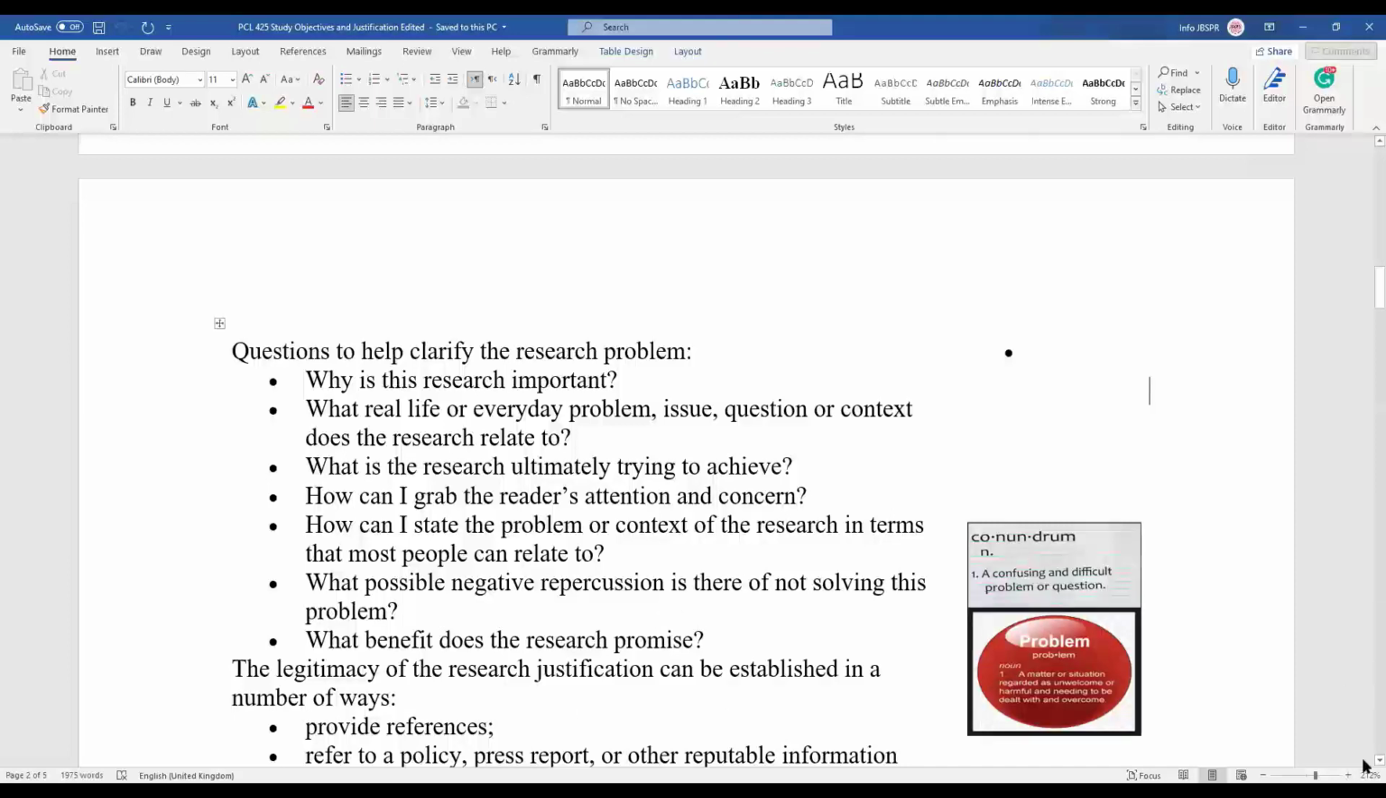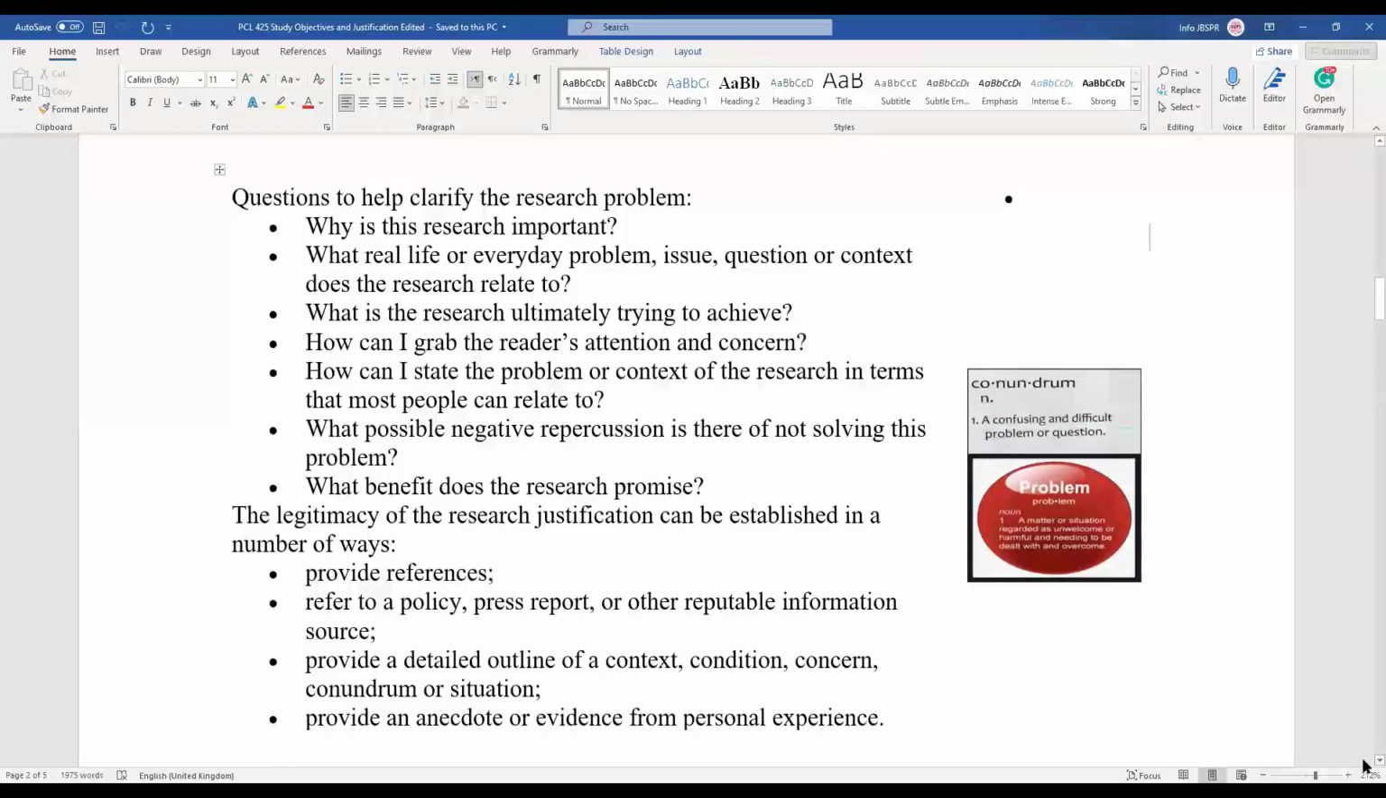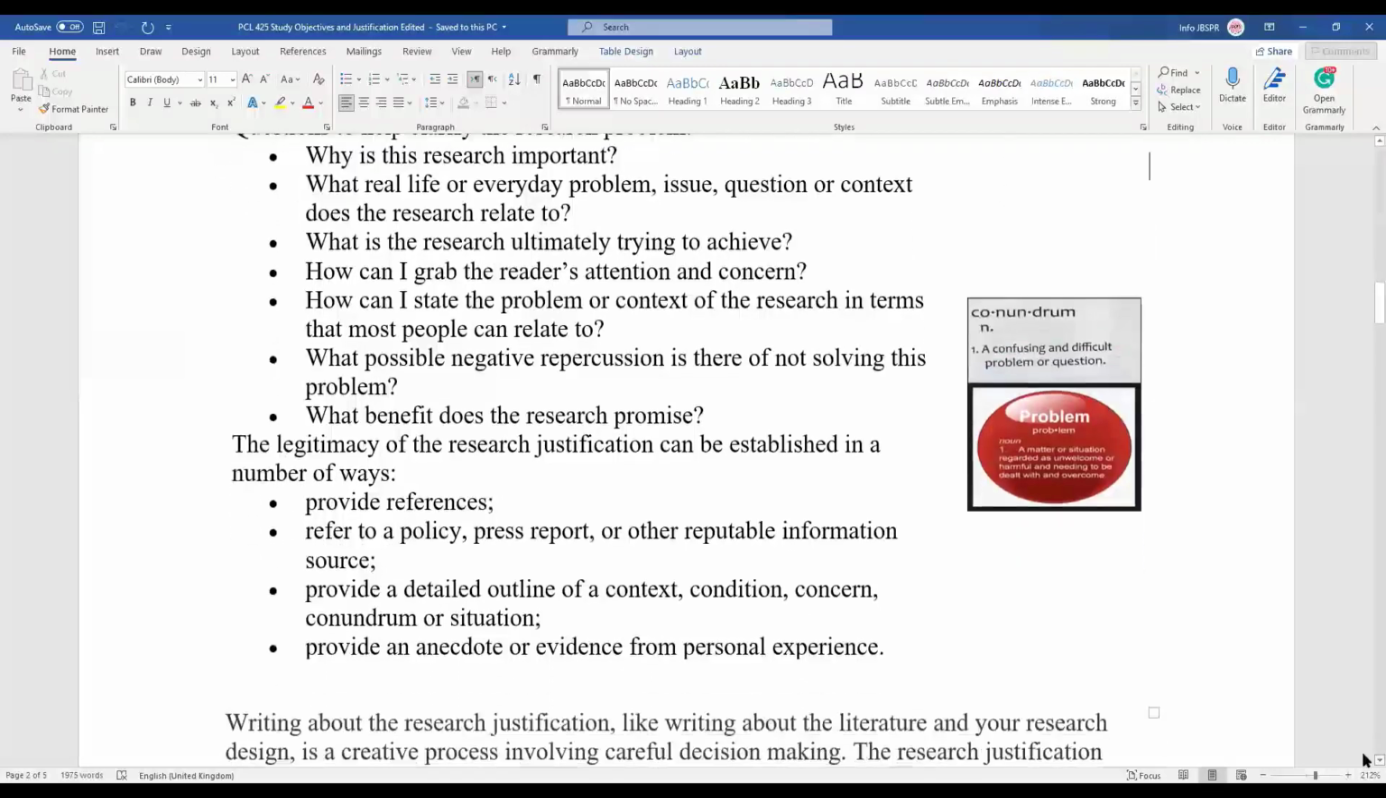And when you're writing, like I said, you provide references. You may refer to some work that has been done before. You may refer to maybe a policy or press reports, or other reputable information source. They can provide the detailed outline of the context or condition or conundrum or situation.